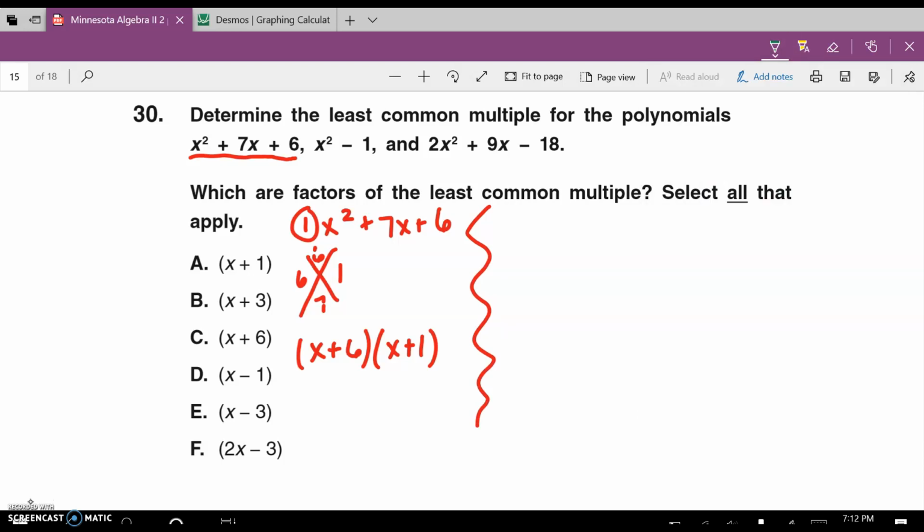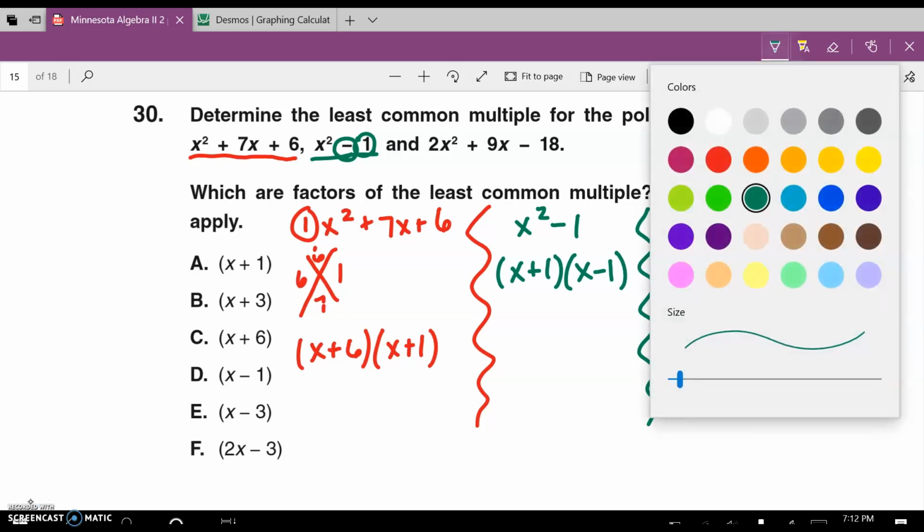Okay, our second one is x squared minus 1. Since this only has 2 terms, it's a binomial. It's a difference because there's a minus sign in between. And 1 is also a perfect square. So this is going to be a difference of squares. So we can split it up as x plus 1 and x minus 1. So then that's how we would factor that second one.